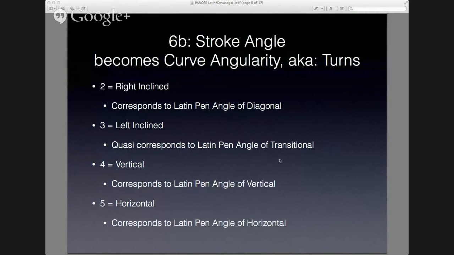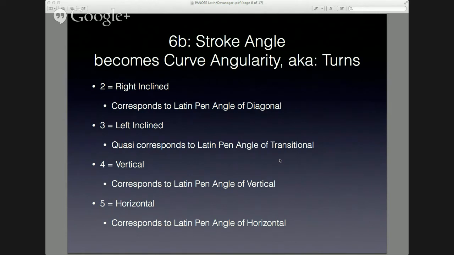Stroke angle from Latin turns into curve angularity, or what some people refer to as turns. So there are some looping's the wrong word, some kind of fish hook shaped character elements, and how that hook is bent is very stylistically unique for the Devanagari kind of aesthetic and design. And so there's right inclined, which is really kind of what you get if you have a pen angle on the right. You have left inclined, you have vertical and horizontal.